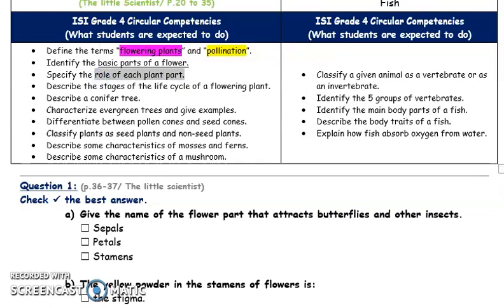Each one of these parts has a role or a job in plant reproduction. The petals attract pollinators, the sepals protect the bud of a flower, the male reproductive organ, which is the stamen, produces or makes the pollen.